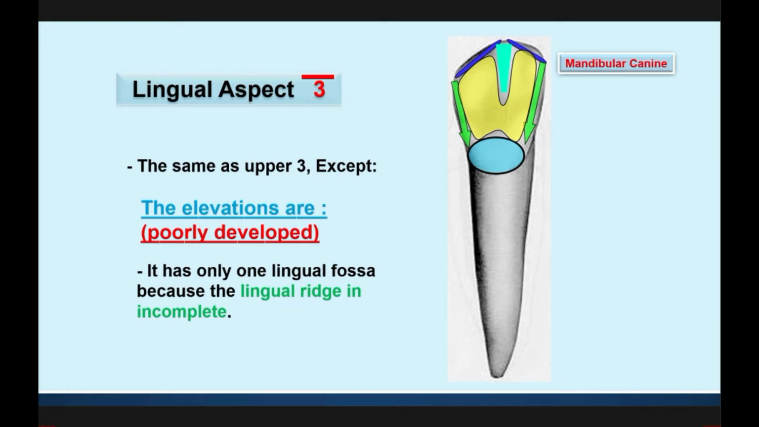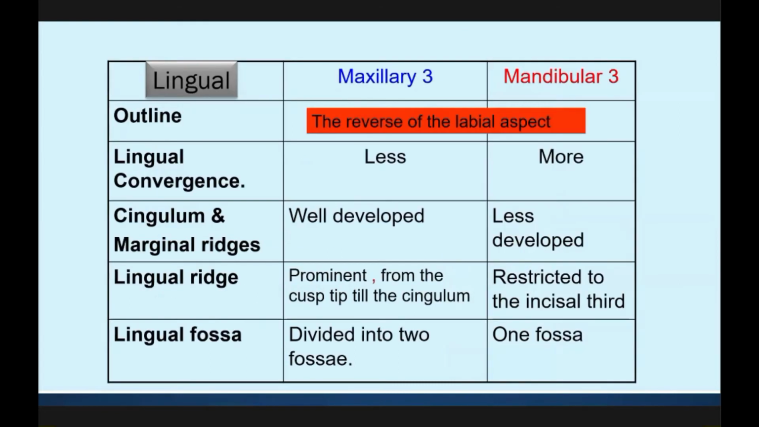So this is one difference, that the lingual ridge is incomplete and less developed. As a result, the lingual fossa is a single fossa and a little bit U-shaped. The elevations are poorly developed. All the elevations are poorly developed, present but not that much developed. It has only one lingual fossa because the lingual ridge is incomplete. So this is the main striking point between the lingual surface of the maxillary canine and the mandibular canine.